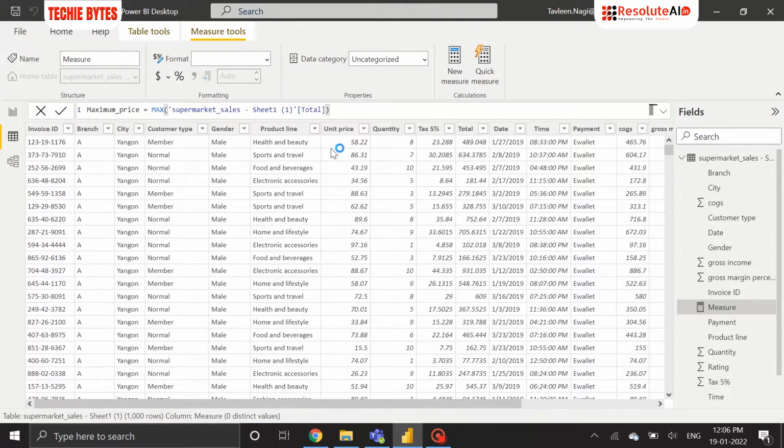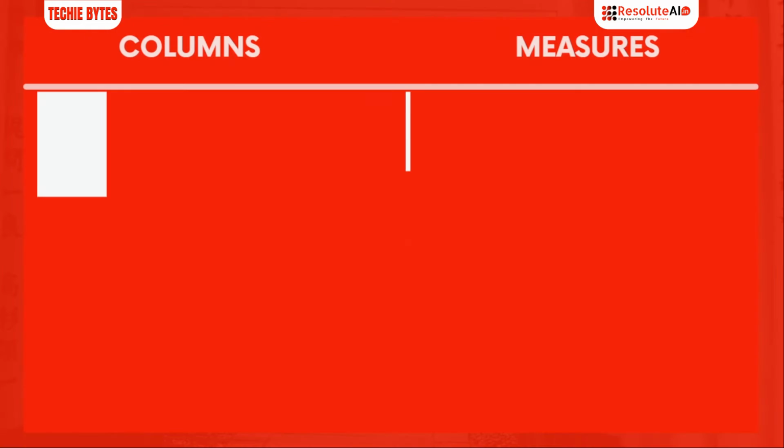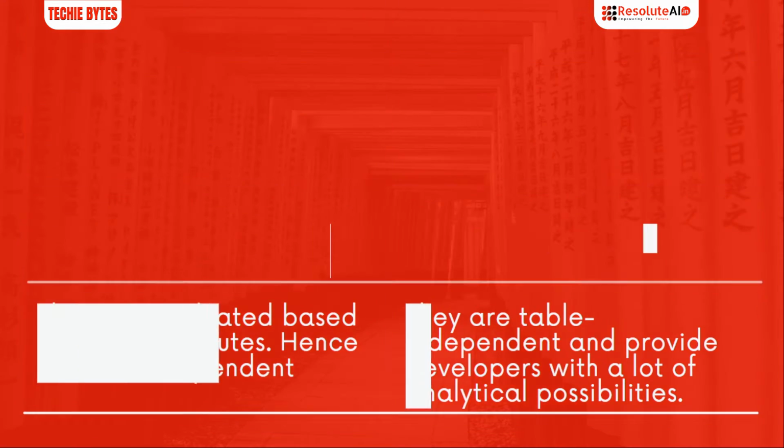But how do I create calculated columns and measures? But what's the difference between a column and a measure in Power BI? Calculated columns are evaluated for each row in your table, whereas calculated measures are evaluated when you use it in a visual. Calculated columns are saved back into your model, whereas measures are not. Calculated columns are evaluated based on table attributes, therefore they are table dependent. And calculated measures are table independent and provide developers with a lot of analytical capabilities.